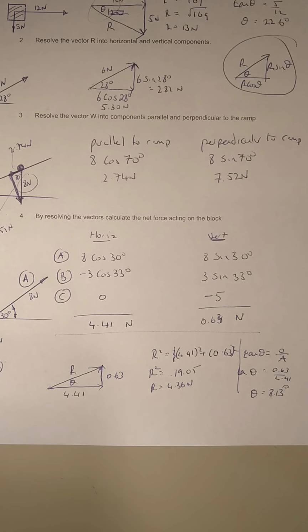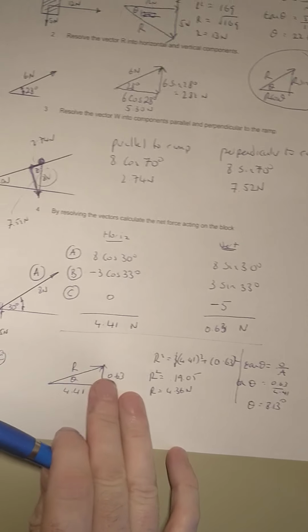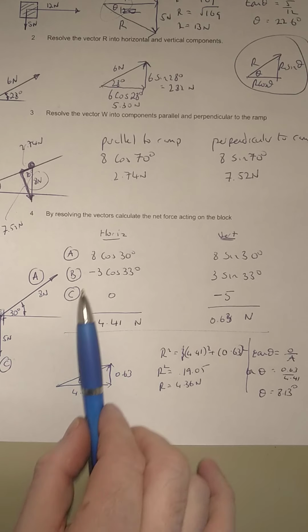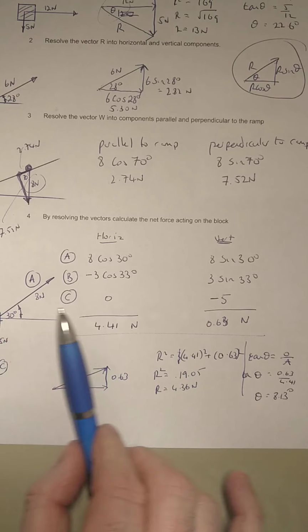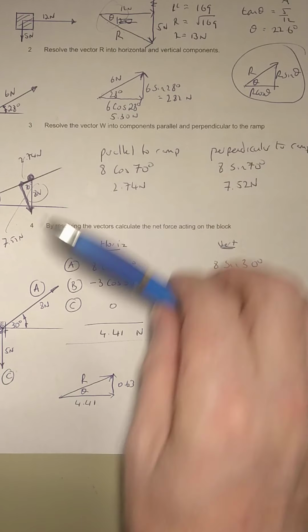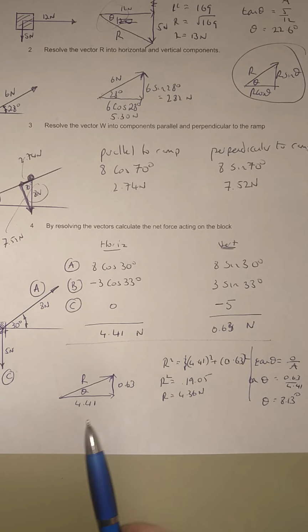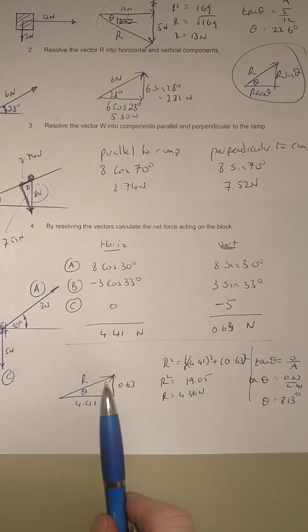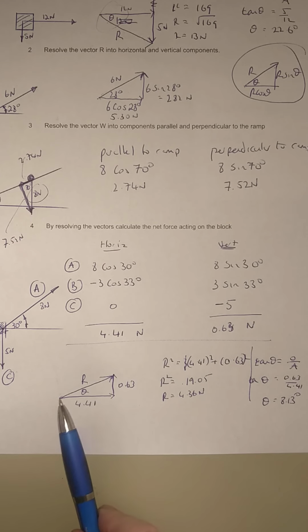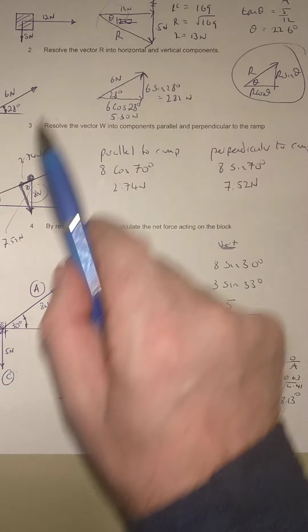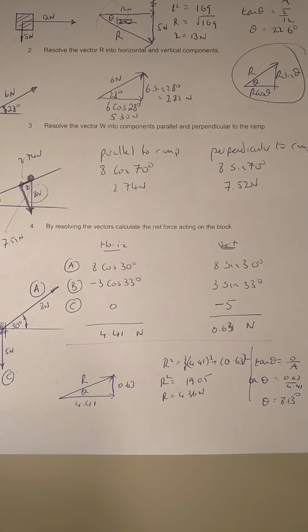So just to recap on that, for any combination of vectors, you can resolve them all into horizontal parts and vertical parts. You've learned how to do that up here. You can then take the horizontal and the vertical and combine them into an original vector, like you did up here, and you get your answer. And you can do that with any vectors.